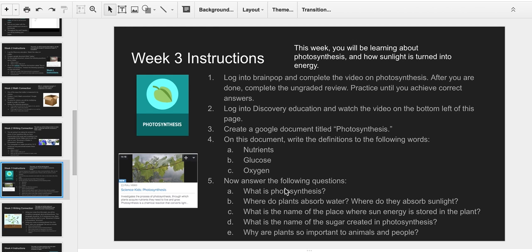First question is, what is photosynthesis, which I've already gone over. The second is, where do plants absorb water and where do they absorb sunlight? The third is, what is the name of the place where sun energy is stored in the plant? The next question is, what is the name of the sugar created in photosynthesis? And the last question is, why are plants so important to animals and people? And I really want you to look specifically at photosynthesis and this transfer of energy from sun's light into Earth's energy.